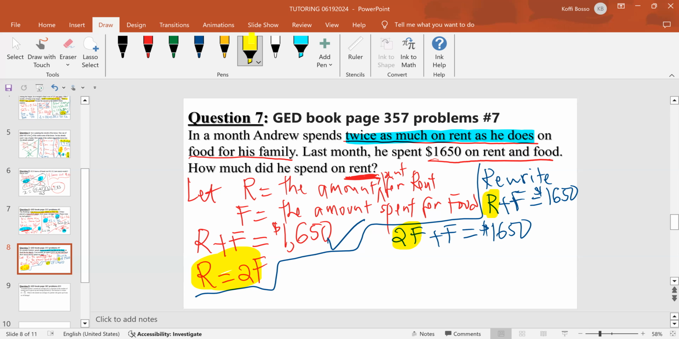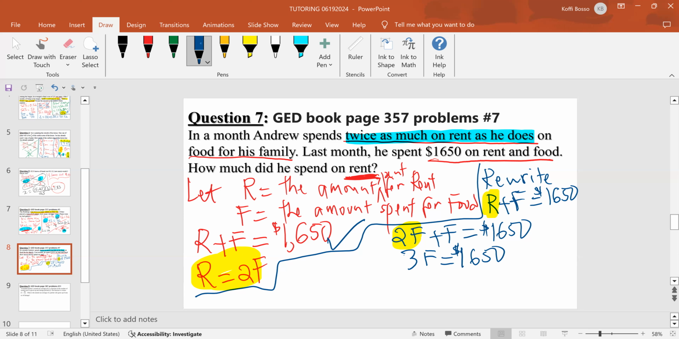The reason we do that is to help us solve for one of the variables. We have two variables here, R and F. We cannot solve the equation with the two variables together, so we need to change one variable to the other one, so that it would be simple to solve. So here we have 3F is equal to 1650.